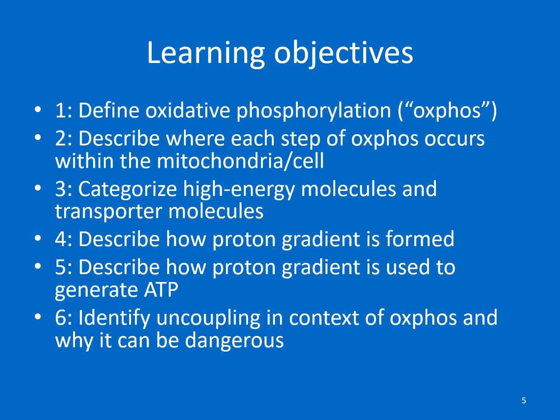We're going to categorize high energy molecules and transporter molecules, describe how a proton gradient is formed in oxidative phosphorylation, and how that proton gradient is used to generate ATP. And finally, we're going to make sure to identify uncoupling in the context of OXPHOS and why that can be dangerous.